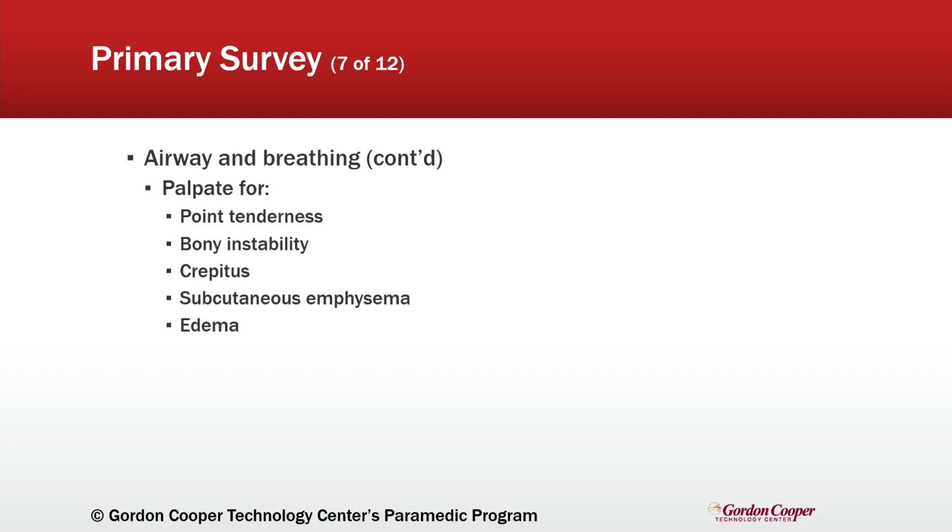And then kind of our final steps of this breathing assessment. So we want to start thinking about point tenderness. So we want to press gently on the different areas of the chest. We're looking for any specific points that are painful to the touch, as well as some bony instability. So we want to feel for any irregularities or instability in the ribs or the sternum. That can certainly suggest some fractures.